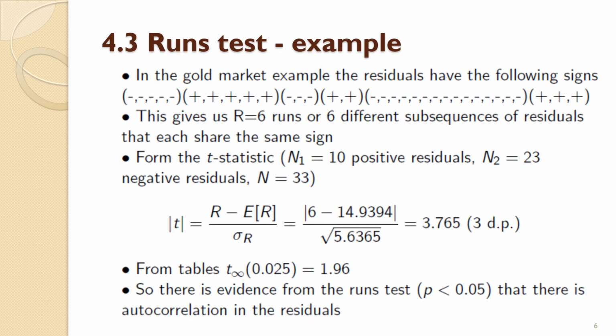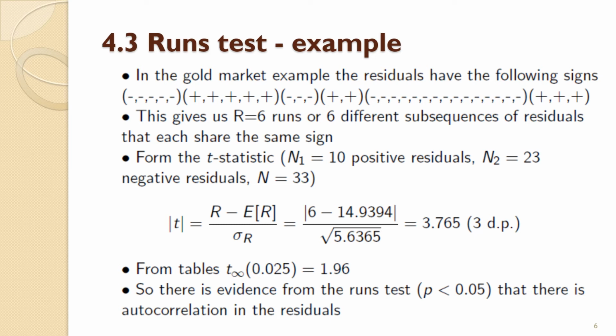So in this gold market example, the residuals have the following signs, and what you should see in here is a clustering of negative residuals, then a cluster of positive ones, negative and positive, a larger string of negative and a string of 3 positive residuals at the end. So there's some indication there that you get clumps of residuals of the same sign, so possibly some autocorrelation. This, it turns out, gives us 6 runs of residuals which each share the same consecutive sign. So we have here 10 positive residuals, 23.